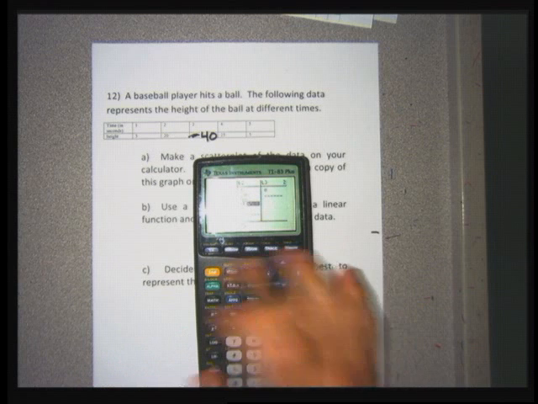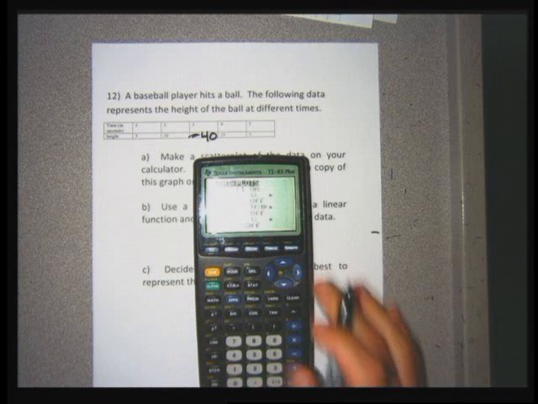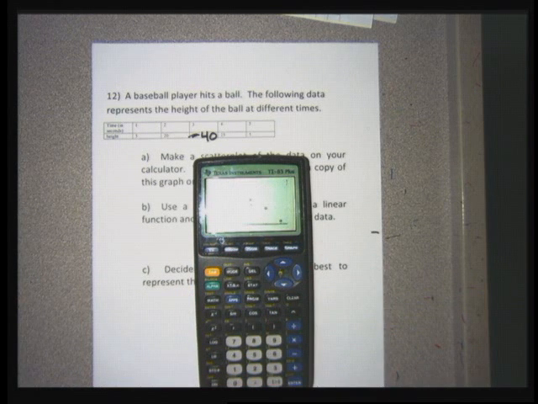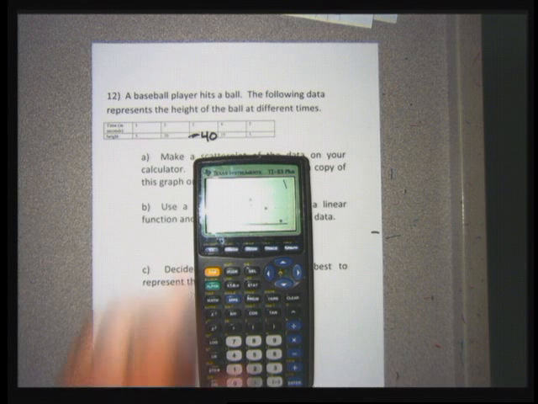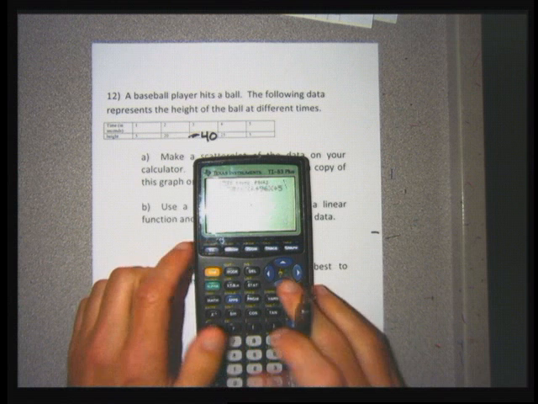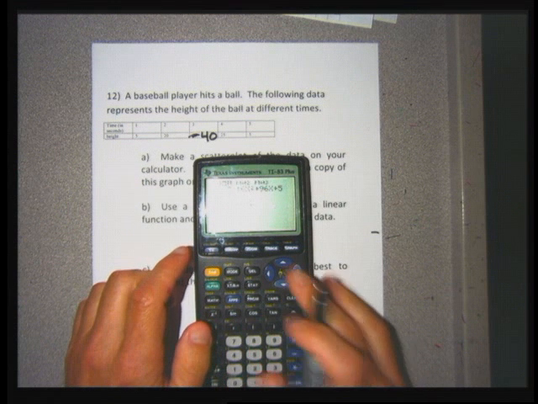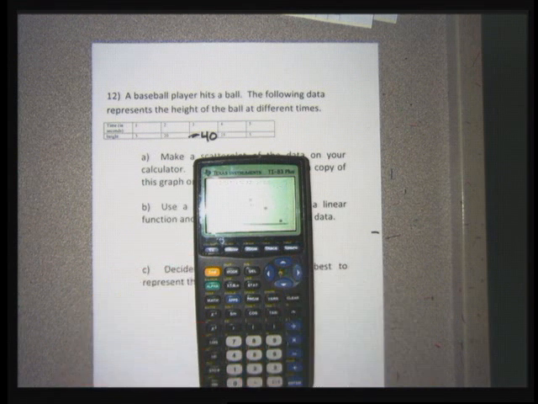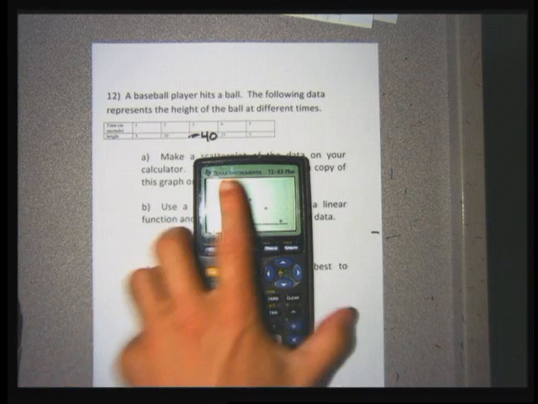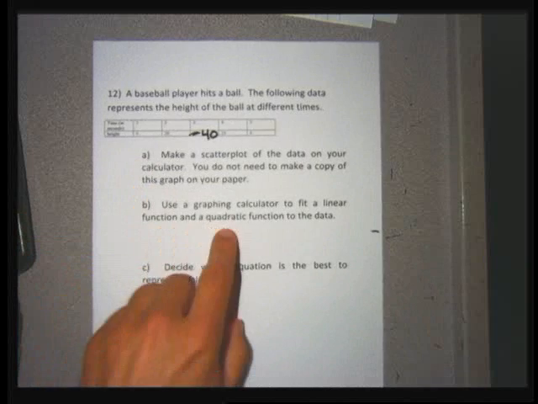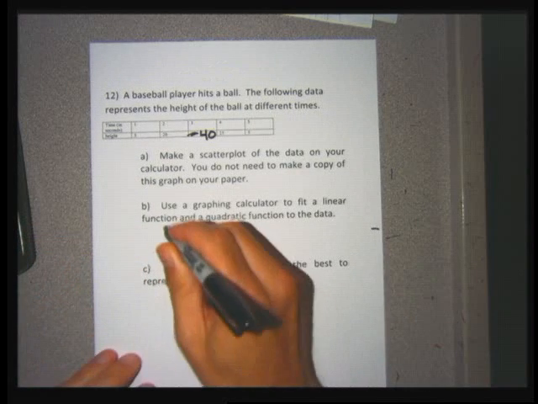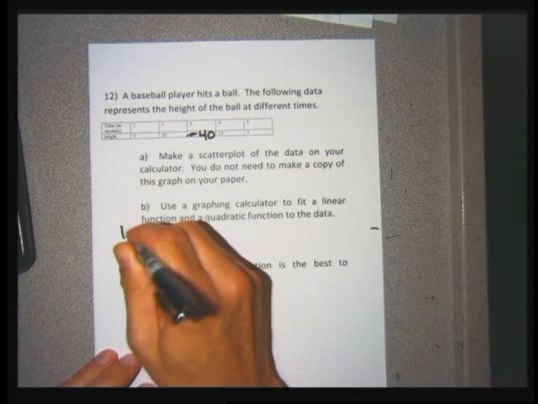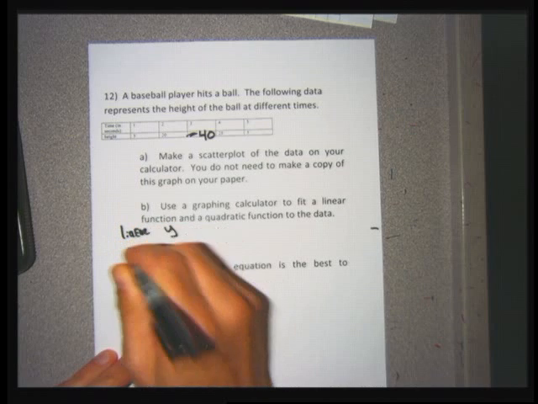And now when I do second stat plot, I get so much nicer of a graph. It looks so much more like an absolute value, but it's definitely parabola-ish. Let me clear the function that's in there. Clear this function. So that looks so much nicer than what I had. So there's the scatter plot. I'm going to find a linear and a quadratic function, a line and a parabola.